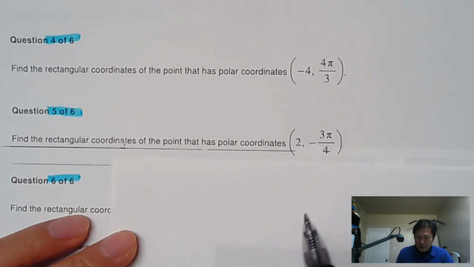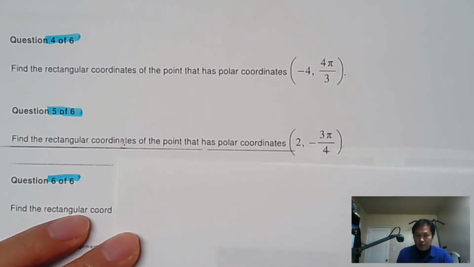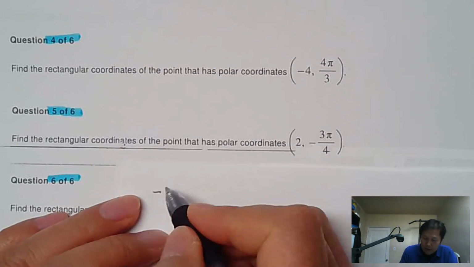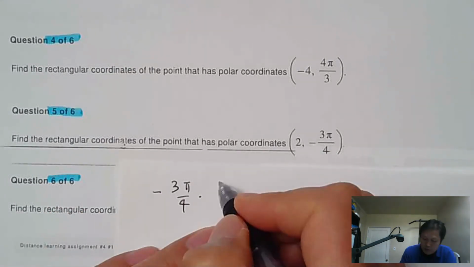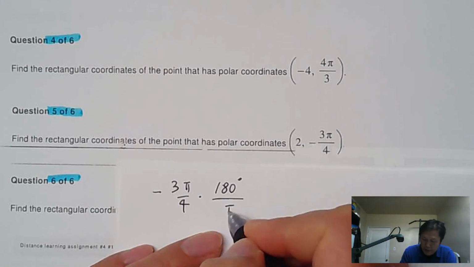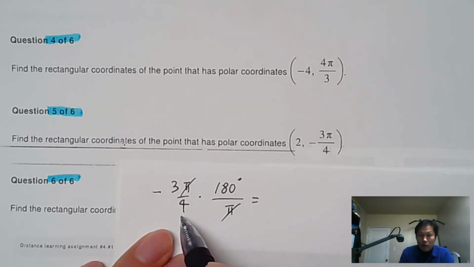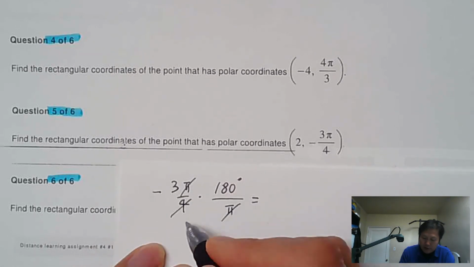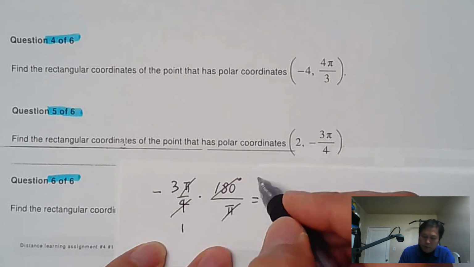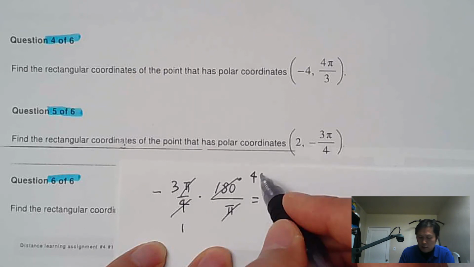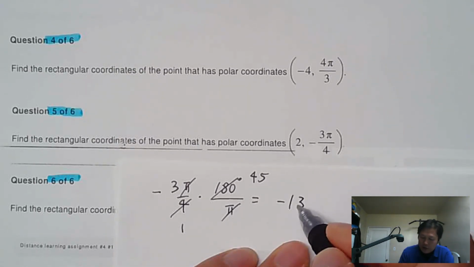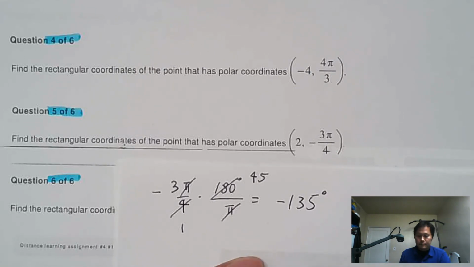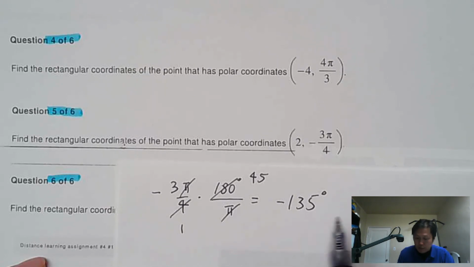So the problem is 2 comma minus 3 pi over 4. Again, minus 3 pi over 4, I will convert that to degrees. Multiply by 180 degree over pi. So pi cancels out. 4 and 180 degree cancel out by 4, divide by 4, divide by 4, and you multiply by 3 times 45. I think that's 135, minus 135 degree. Then you will have to draw minus 135 degree.